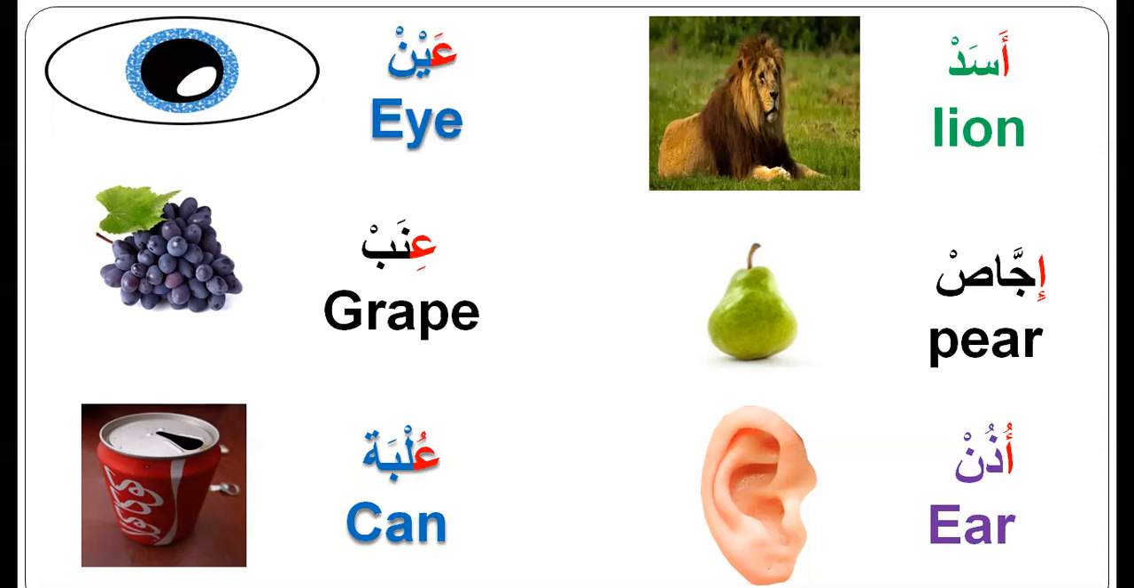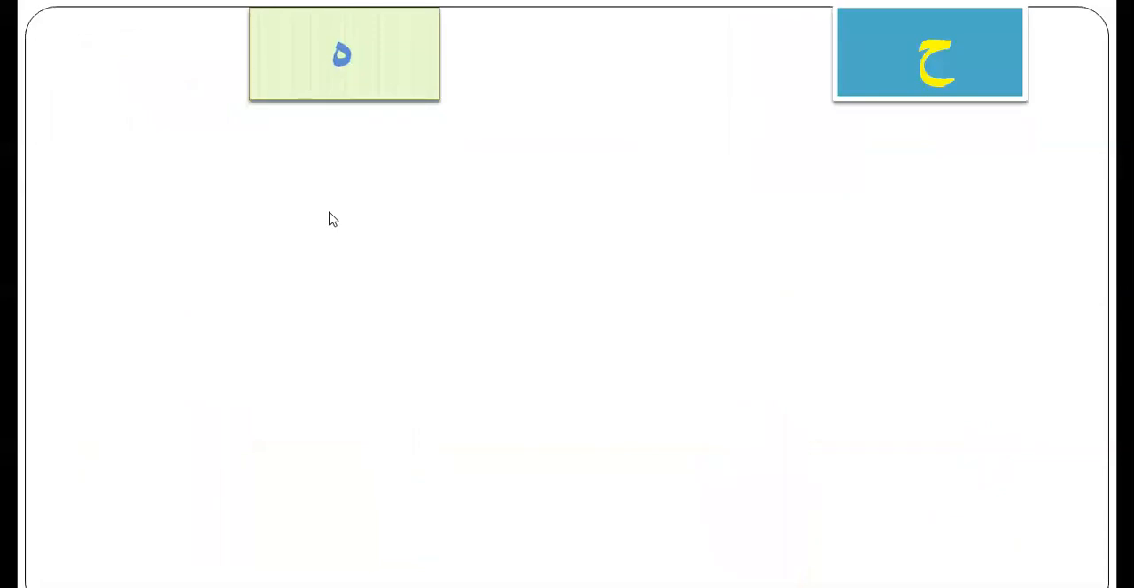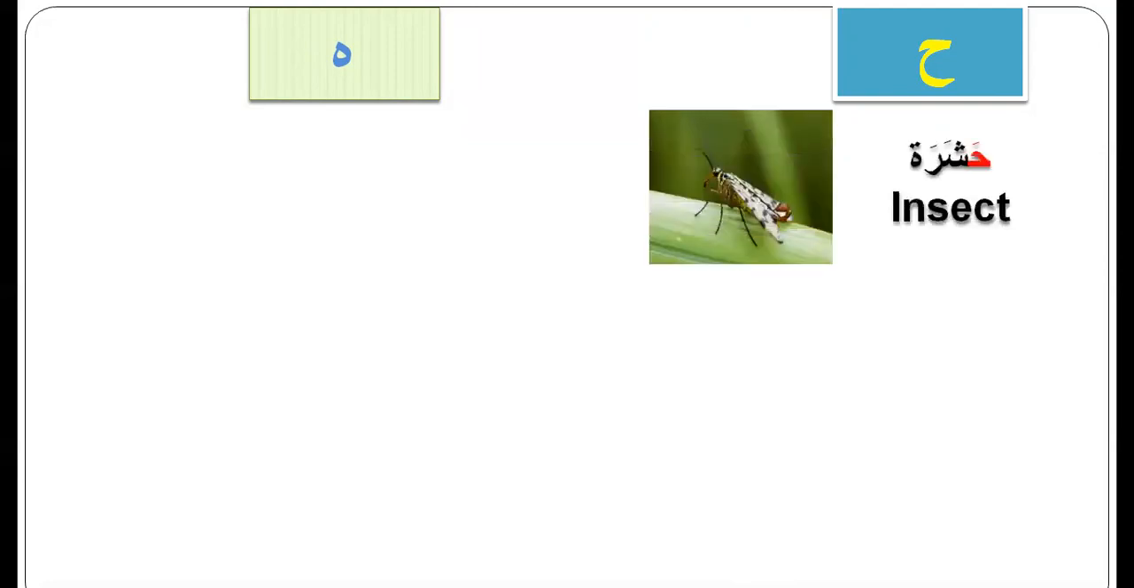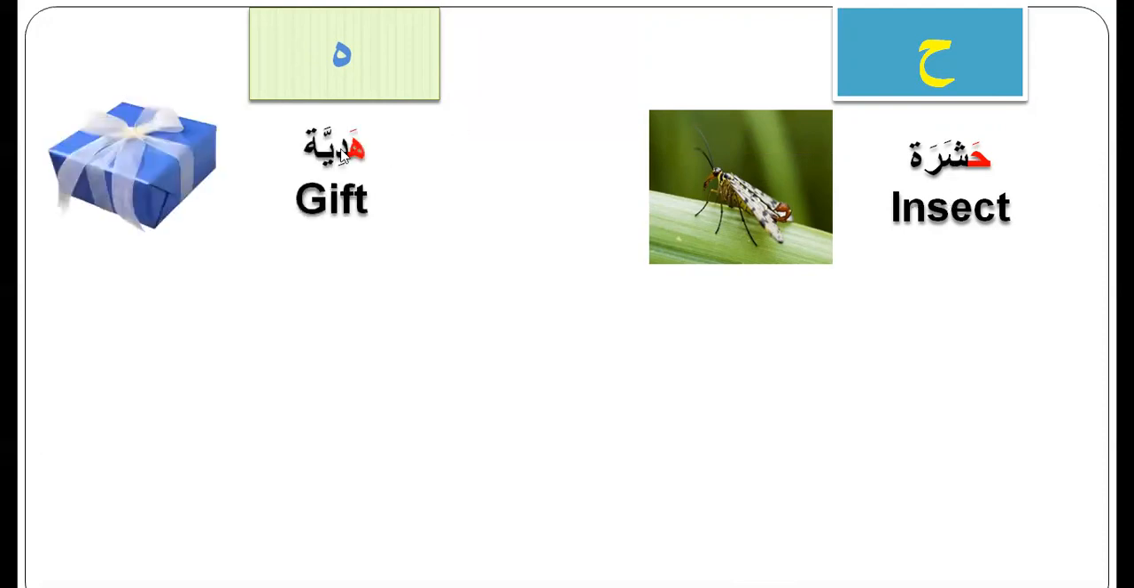The next letters that have a similar sound are Ha and Ha. Ha is a deeper sound than Ha in makhraj, in the articulation point. So let's take an example for Ha with fatha. حشرة, insect. For Ha we say هدية, gift. So حشرة, هدية.